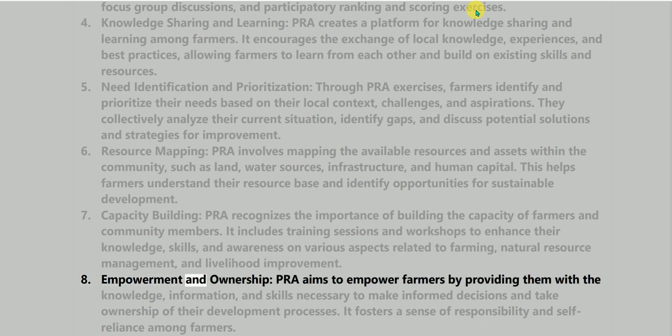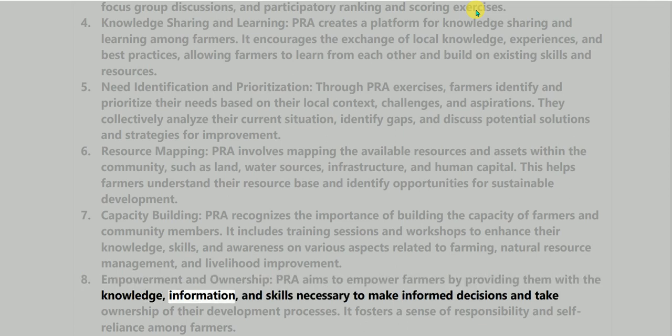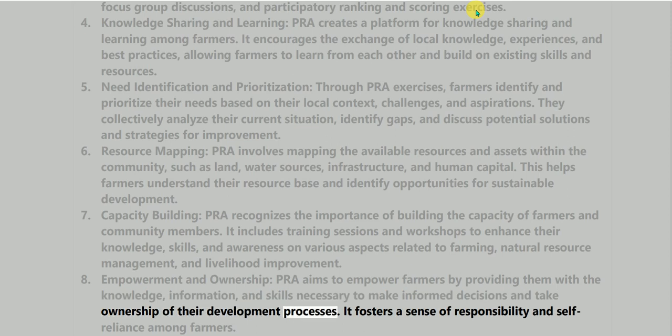8. Empowerment and ownership. PRA aims to empower farmers by providing them with the knowledge, information, and skills necessary to make informed decisions and take ownership of their development processes. It fosters a sense of responsibility and self-reliance among farmers.